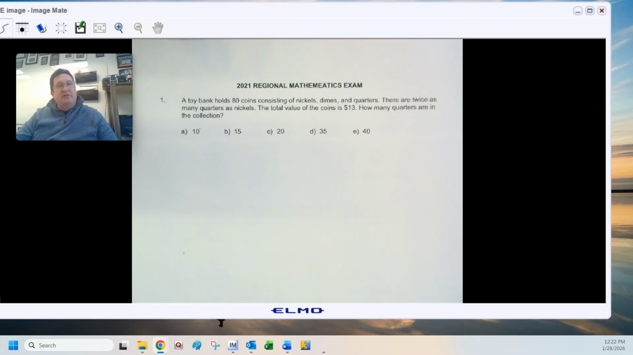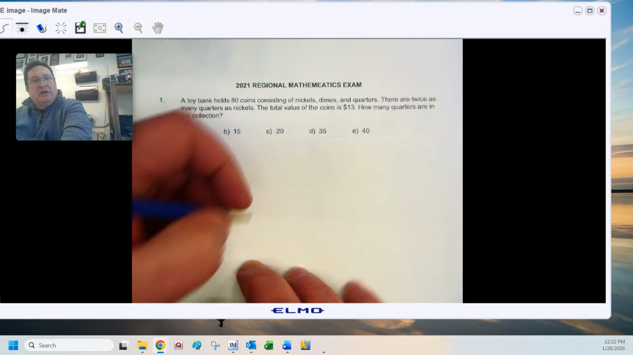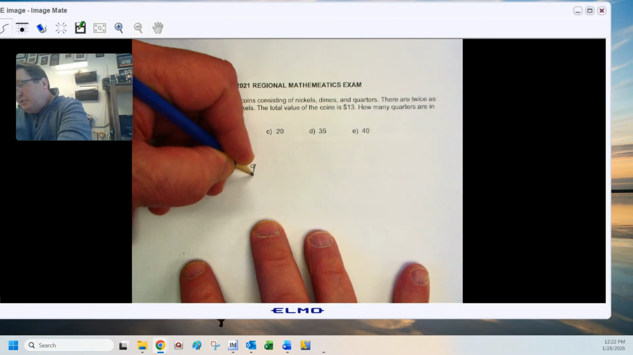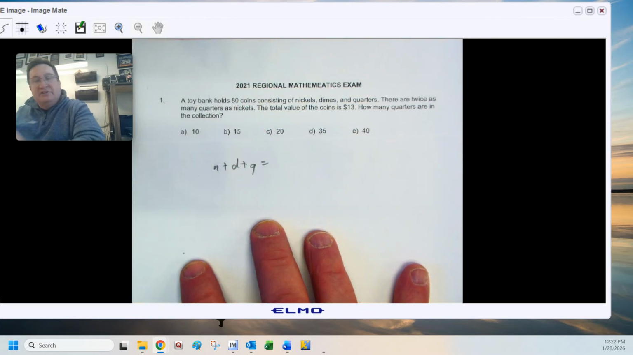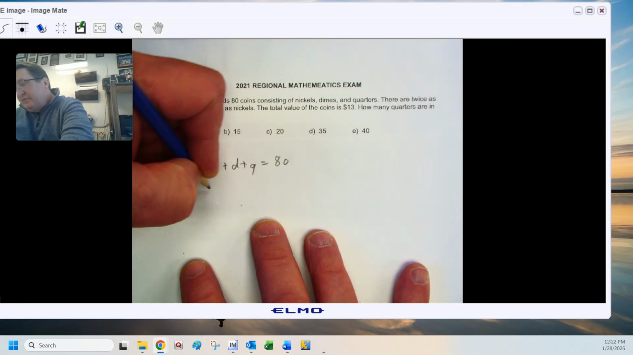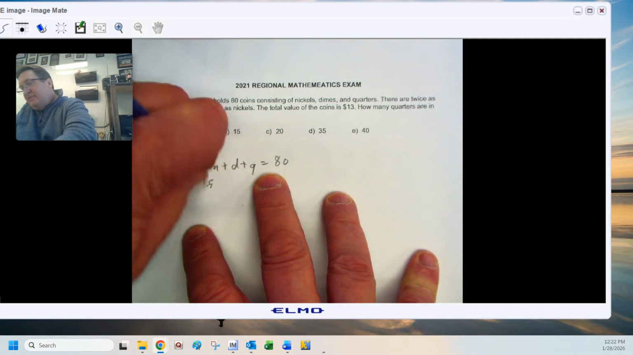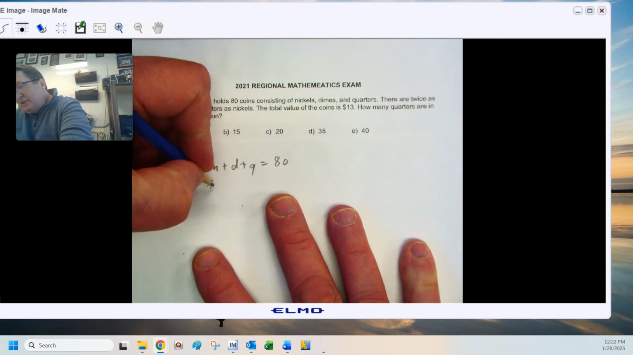So it says, number one, a toy bank holds 80 coins consisting of nickels, dimes, and quarters, twice as many quarters as nickels. The total value is $13. How many quarters are in this collection? Now, remember, this is a time test, and so you want to try to do this in a reasonable amount of time and be efficient. And so I'm guessing that many of you can come up with these equations.